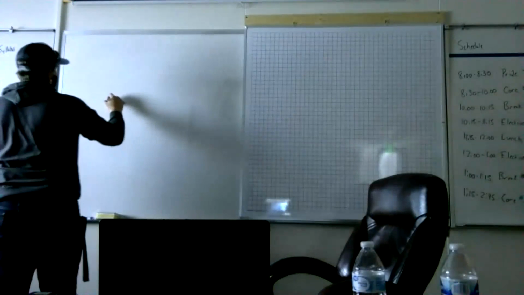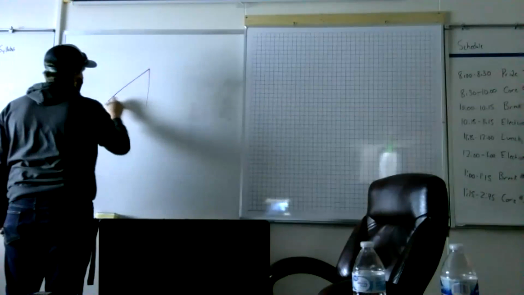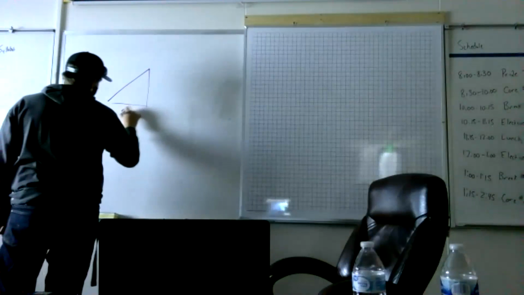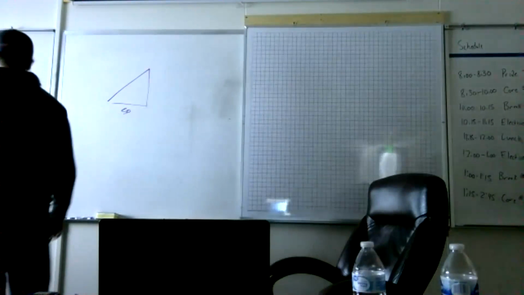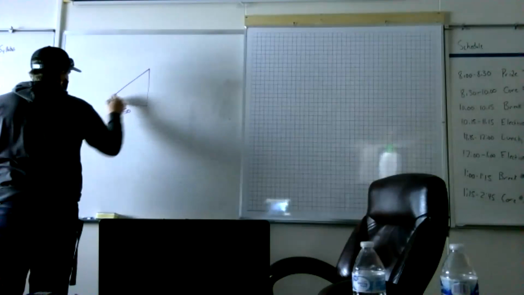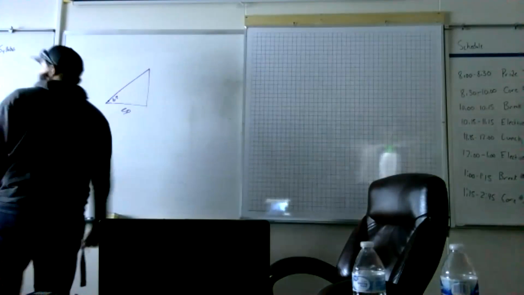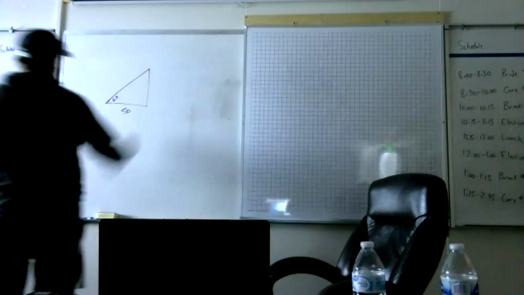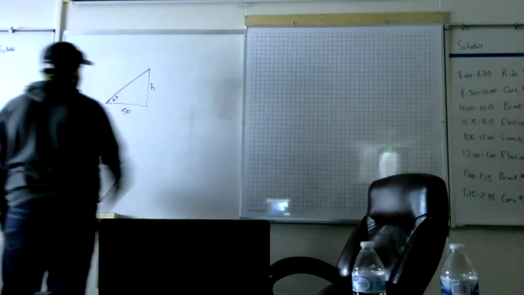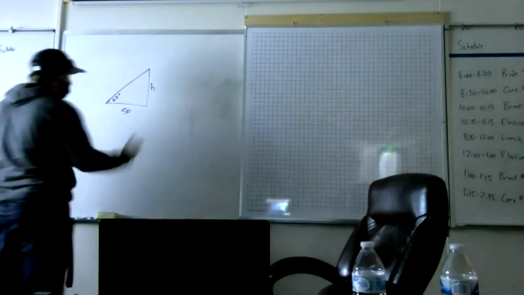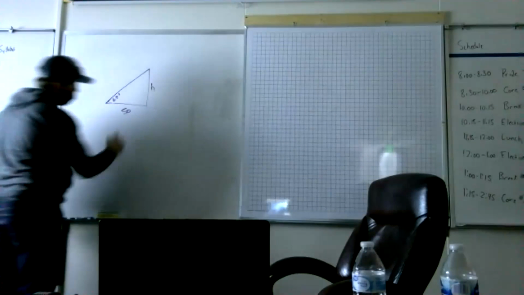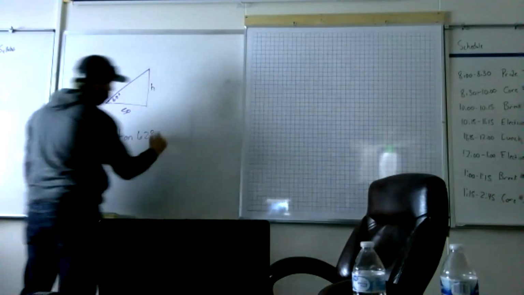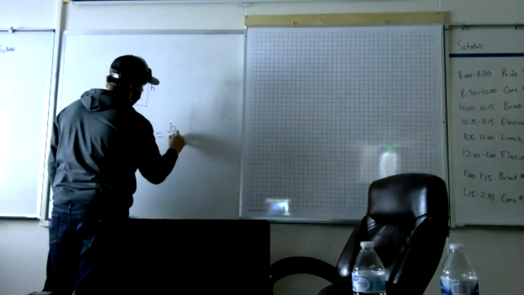Okay, so we have the tree here. Okay, he walked about 50 feet from the base. Okay, use the inclinometer to find a 62 degree angle. Okay, and we're trying to find the height of the tree. So here, which trig function would bring all of these in? That would be tangent. So tangent of 62 degrees is equal to h over 50.